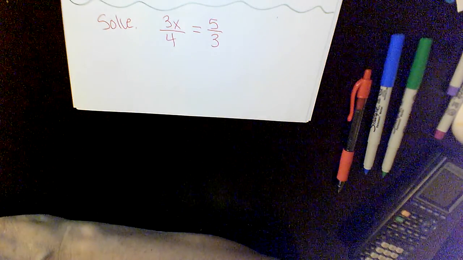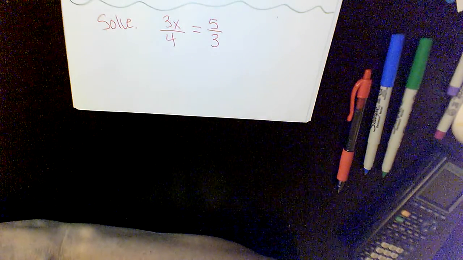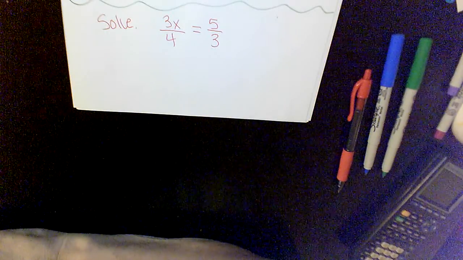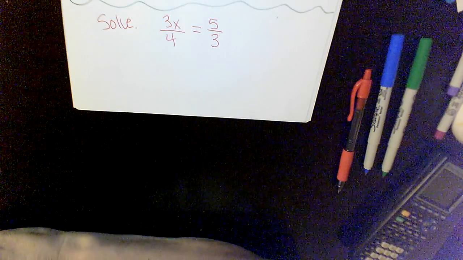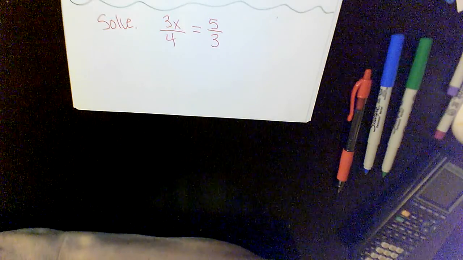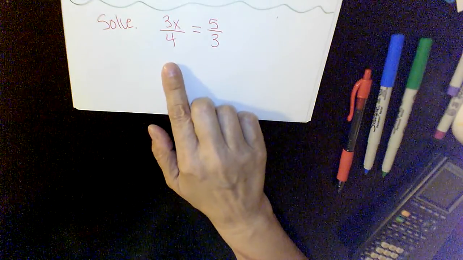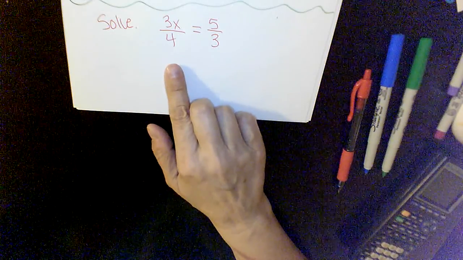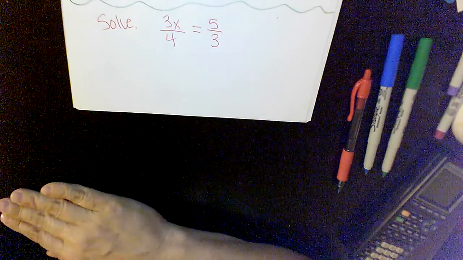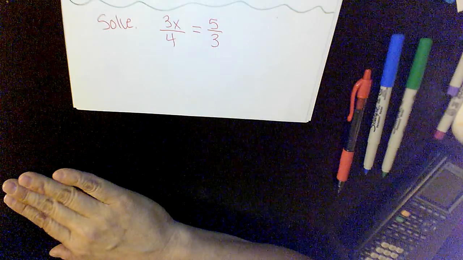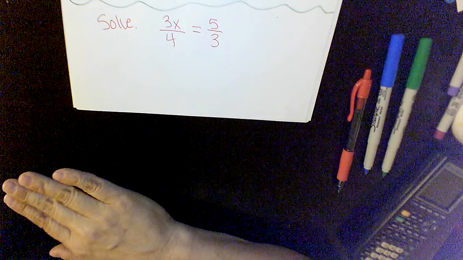Okay, I'm picking back up with section 2.3, part B, and this is part 2 of the video. And we want to solve with fractions. So I did one in the prior video, and here's another one that's just a little bit harder. I want to solve 3/4 x equals 5/3.